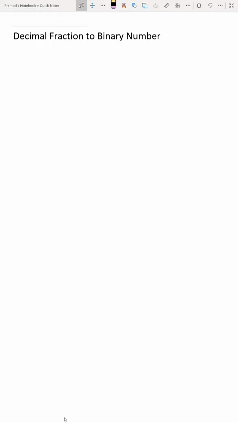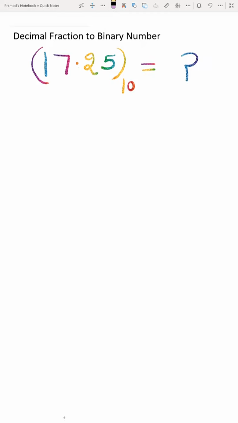Decimal fraction means, for example, 17.25. This is our decimal with fractional part. And the base of this is 10. Why 10? Because this number is a decimal number. And what do we want to calculate? We want to find out the binary here. Binary base is 2.